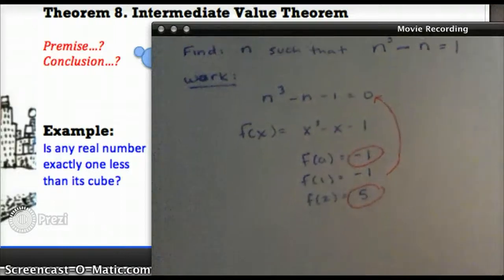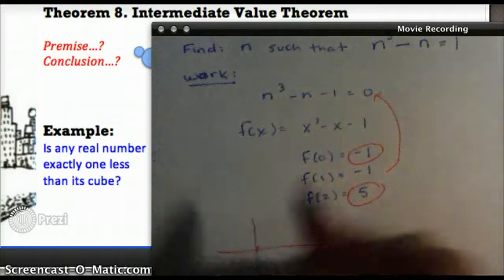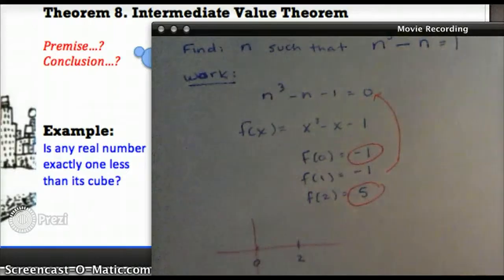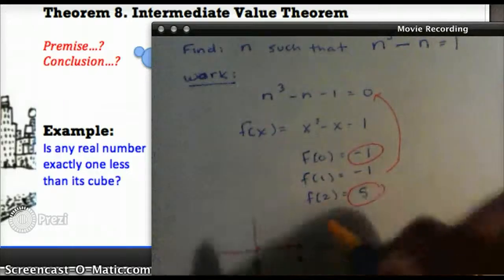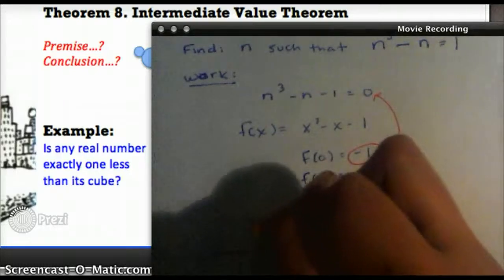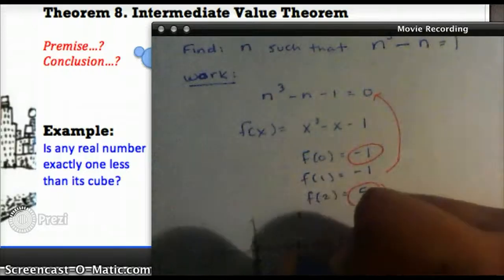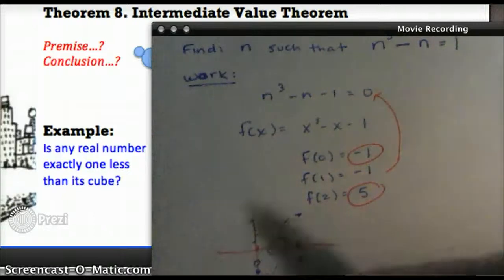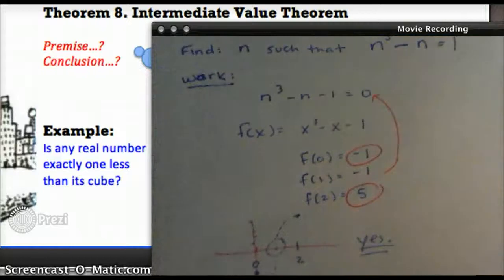You could set it up as a little table if you like. Imagine we have a graph. I have 0 right here on my x-axis, and I have 2 right here. And we know that we have a point at (0, -1), so there's my point, and a point at (2, 5). 1, 2, 3, 4, 5. So we don't know where the graph goes, but we know at some point it is going to cross the axis. And so the answer to this question is yes, and we don't know what that n value is going to be, but we know that it has to exist.